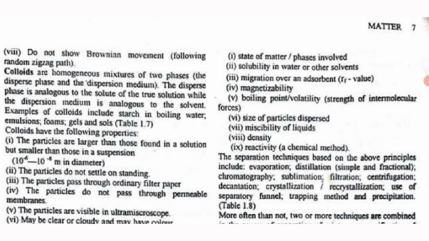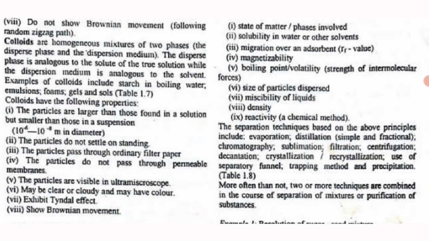Now, lastly, talking about colloids. Colloids are homogeneous mixtures of two phases, the dispersed phase and the dispersion medium. The dispersed phase is analogous to the solute of the true solution, while the dispersion medium is analogous to the solvent. So we are just forming an analogy whereby we are linking colloids to solutions. Examples of colloids include starch in boiling water, emulsions, foam, gel, and sols.